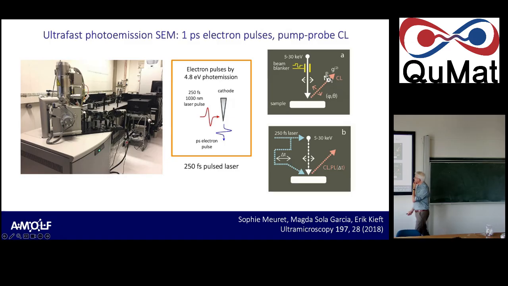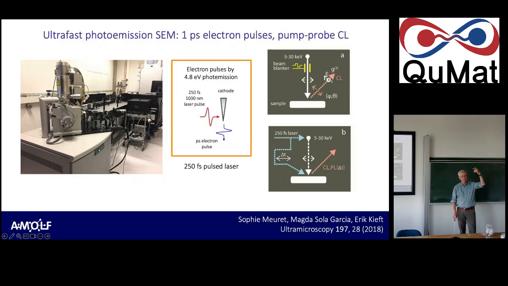So how do you do this? This is now how we build this in our scanning electron microscope. You need to make pulses of both the laser and of the electron. So laser pulses we know how to make. We buy a laser and we get a 500 femtosecond pulse duration at 1 micron. How do you make a 500 femtosecond electron pulse?